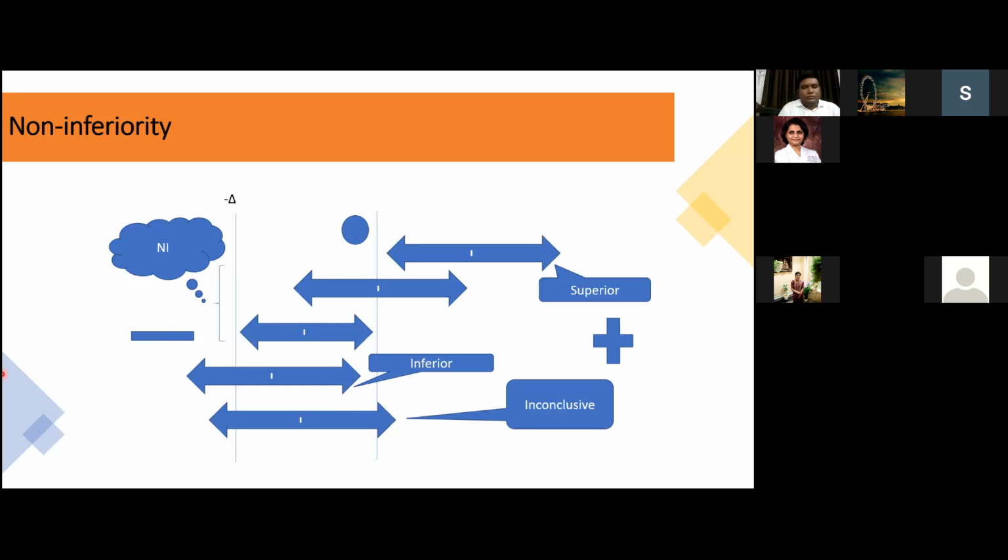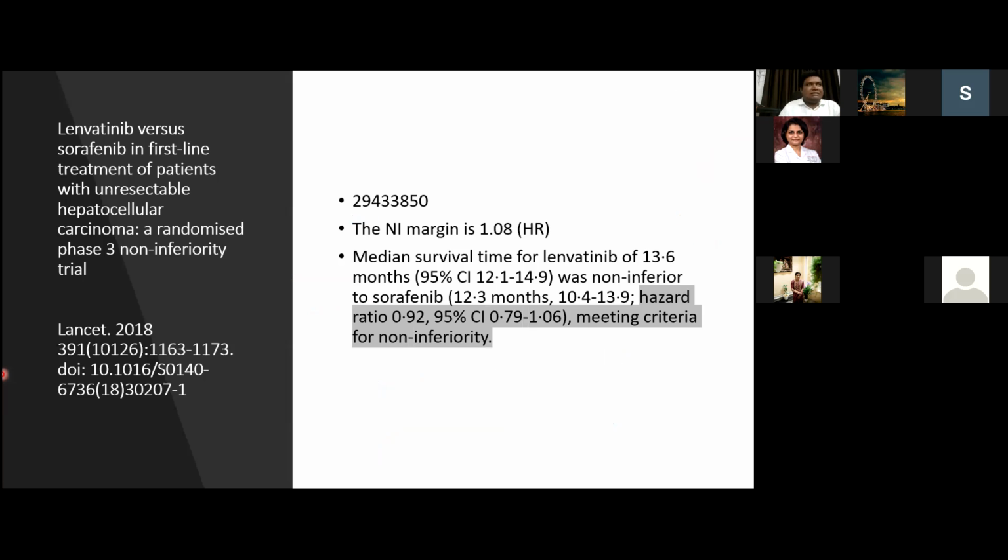Basically, since the study was designed as a non-inferiority study, we can always conclude that the treatment arm is non-inferior rather than that the treatment arm is inferior. This is an example of a non-inferiority study.